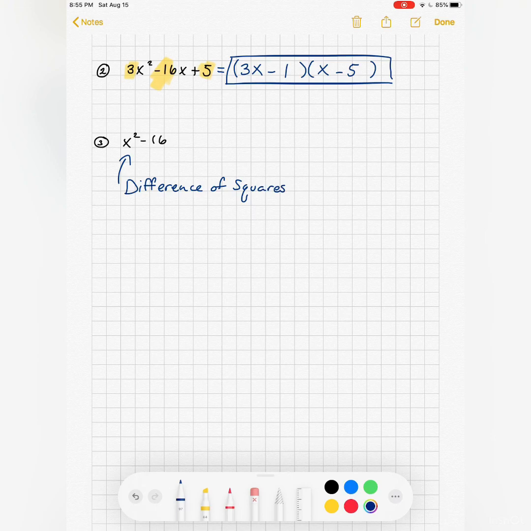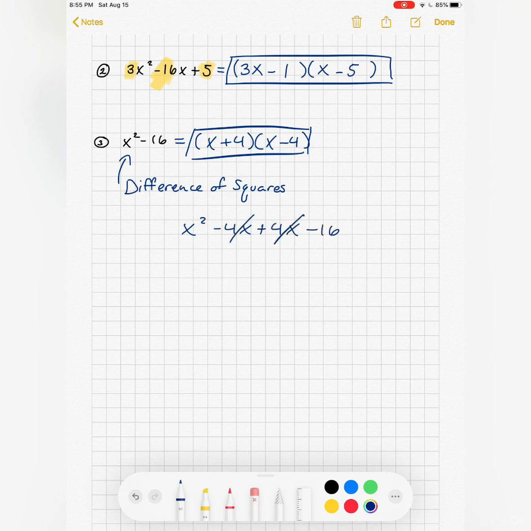So those guys have a special factorization. So x squared minus 16 factors as x plus 4, x minus 4, because if you think about foiling that out, with a difference of squares, those middle terms cancel. Okay, so generally speaking, I could say if I have x squared minus a squared, I can factor that as x plus a, x minus a.